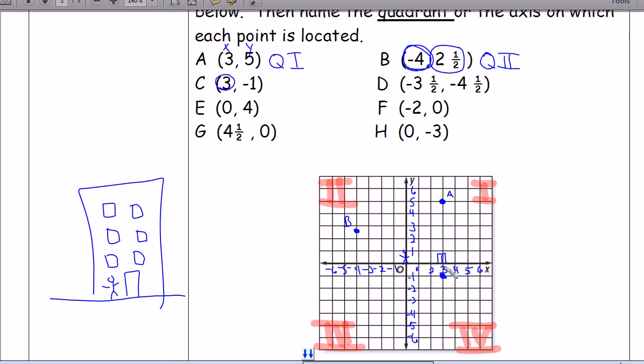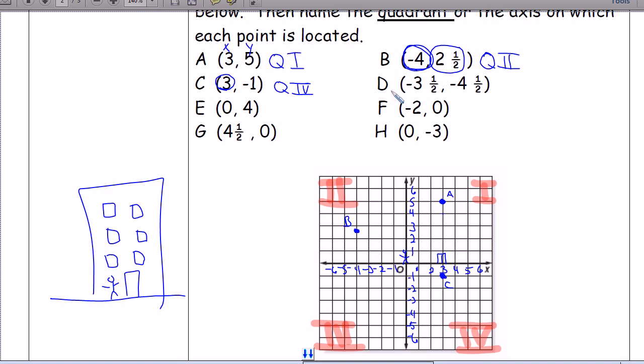So see how this is my number 3, and if I go down to the -1, there's a -1, so I'm going straight down. So there is point C, and that is in quadrant number 4. Quadrant 4 is an I and then a V, and we'll talk about Roman numerals more in detail later. But this is what you need to remember: 1, 2, 3, and 4.